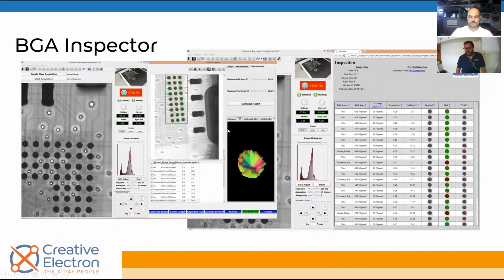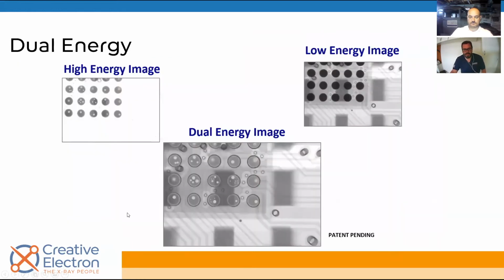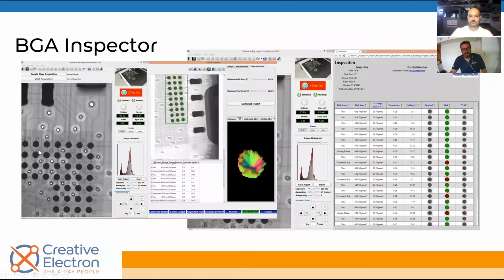Moving on to BGA Inspector. BGA Inspector is our proprietary BGA analysis tool. So if you see the image on the left, we can see the BGA, and we can see our software automatically select all the voids in the field of view and process them.